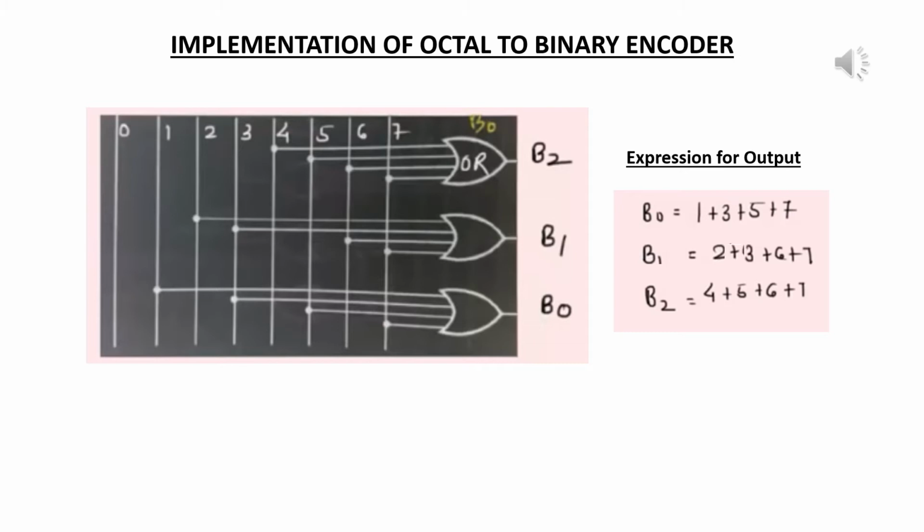So 0, 1, 0 is the equivalent binary value for the given octal number 2. Similarly, another example we can consider is 7. So 7 is the input which is activated as 1, and that will be converted into the corresponding binary value by using these expressions. We can see that in all three expressions 7 is present. So if 7 is equal to 1, then B0, B1 and B2, all three values will be equal to 1, which is nothing but the equivalent binary value for the octal number 7.